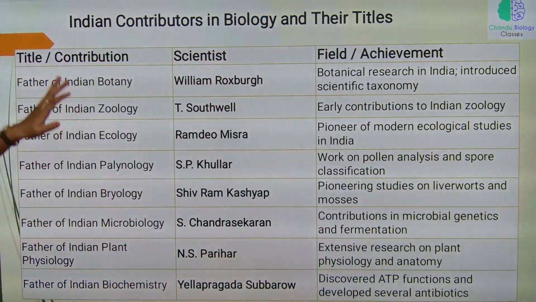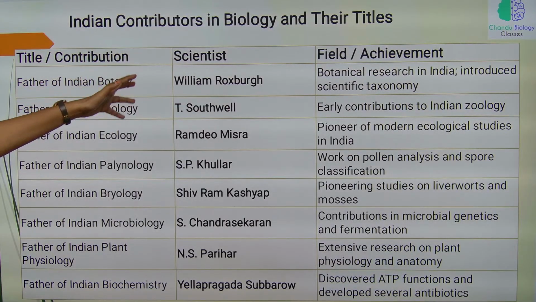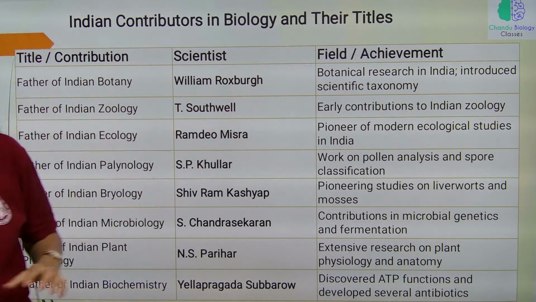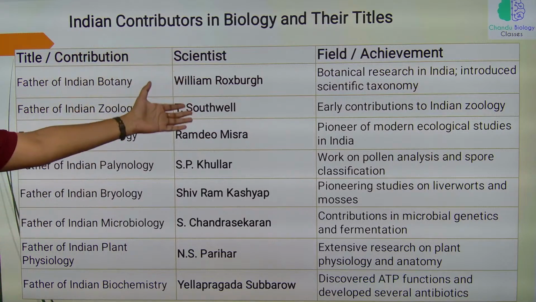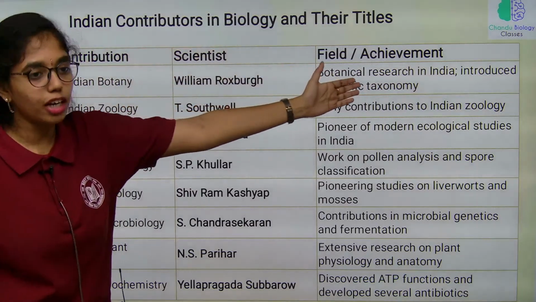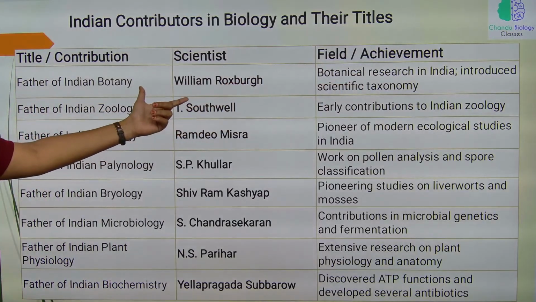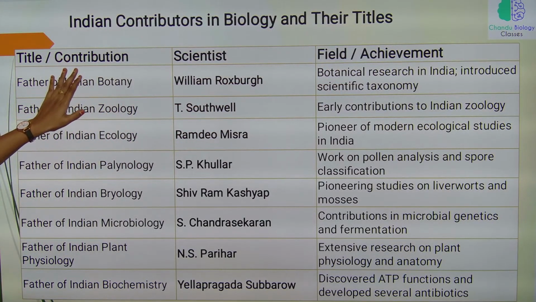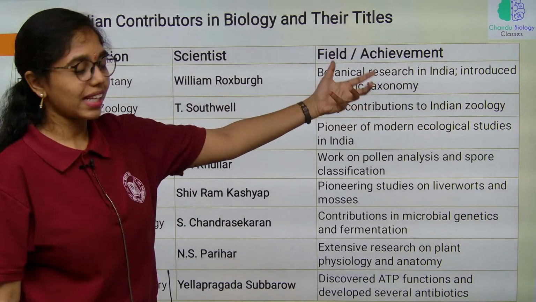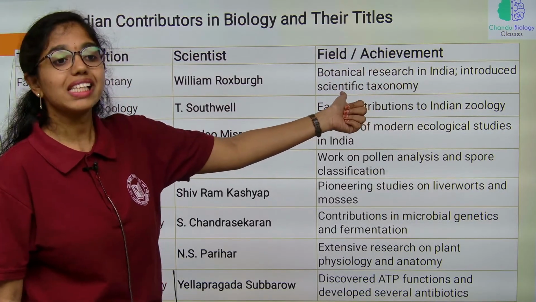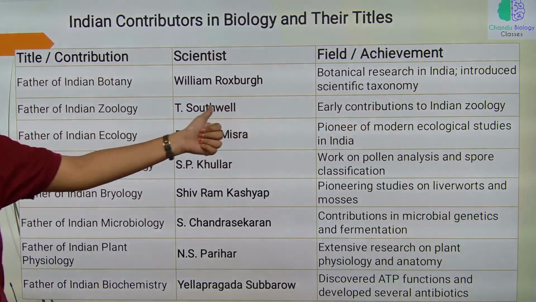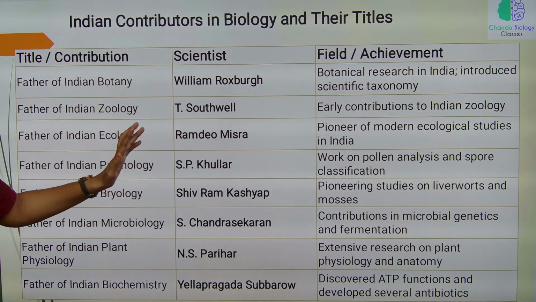So, here if we see Indian contributors in biology and their titles, just a second, I need to check the audio. Yeah. So, Indian contributors, scientists, their contribution and their field of achievement. First, William Roxburgh is the father of Indian botany, whose field of achievement is botanical research in India, and he introduced scientific taxonomy. Taxonomy in angiosperms is also Carolus Linnaeus only, ma'am.